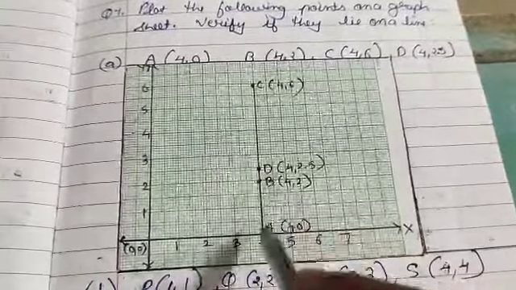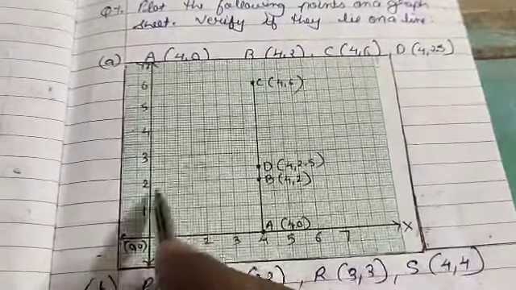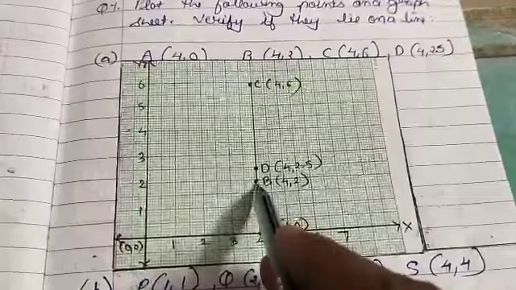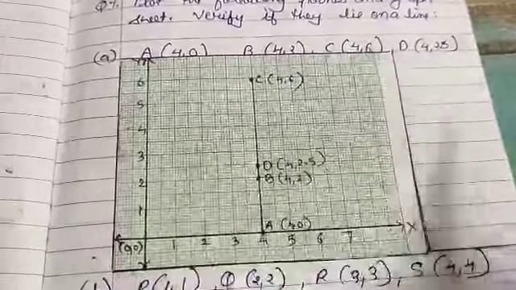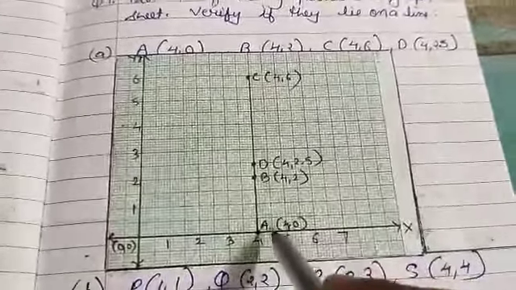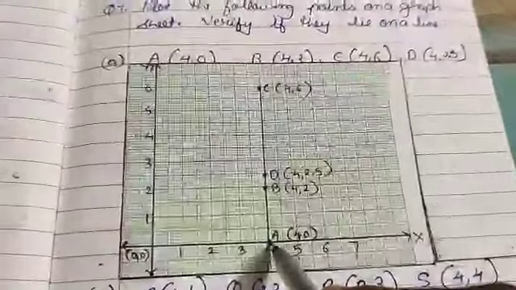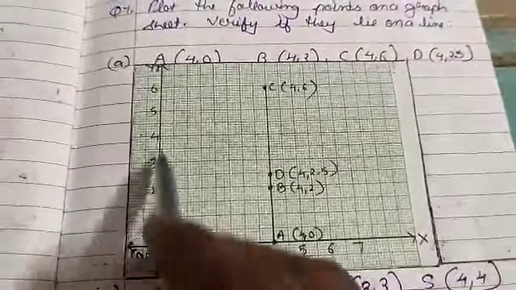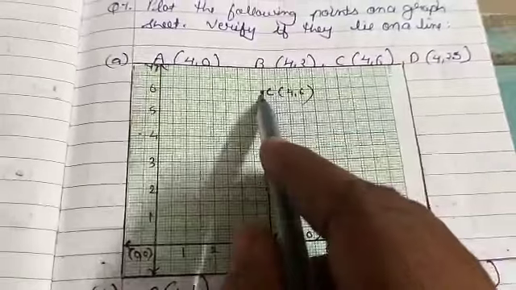Value of B is (4, 2), that is value of x-axis is 4 and y-axis is 2. So both will meet over here. Then value of C is (4, 6), the value of x-axis 4 and the y-axis 6. So both will meet over here.